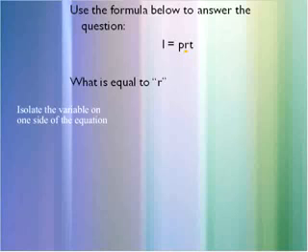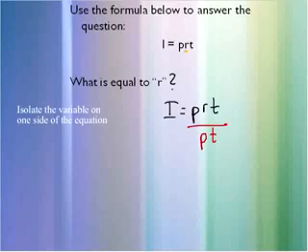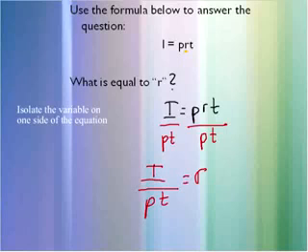So if I want to isolate r on the right side by itself, that means I need to take the p and the t to the other side of the equation. And since they are multiplying r, I'm going to divide them to the other side. So if we write that out, divide both sides by pt, p times t, because they are multiplying each other, and I get r is equal to I divided by pt. So r is equal to I divided by pt.